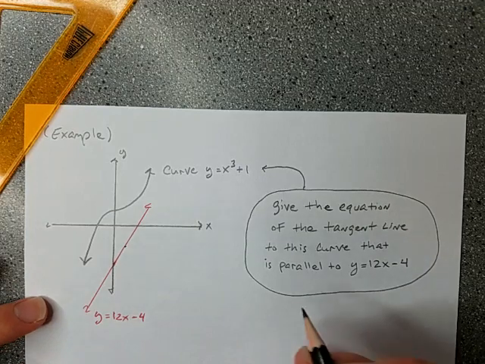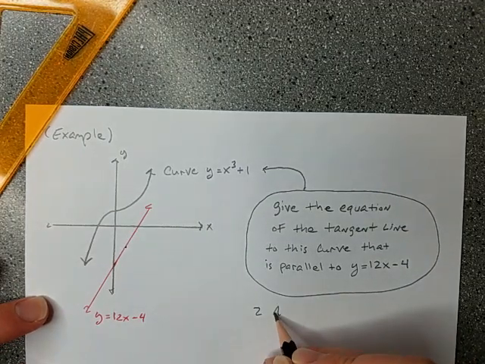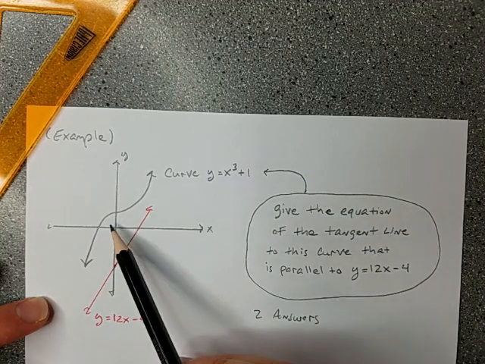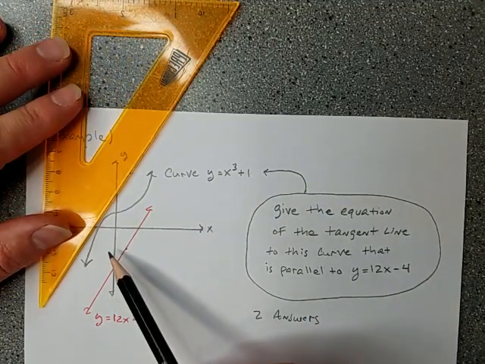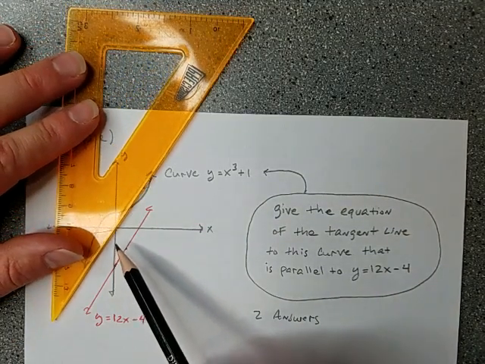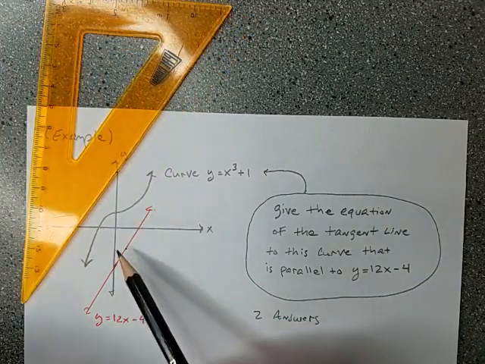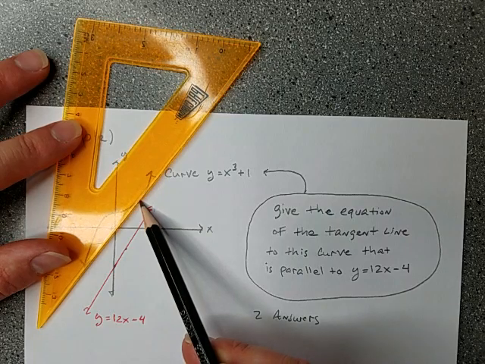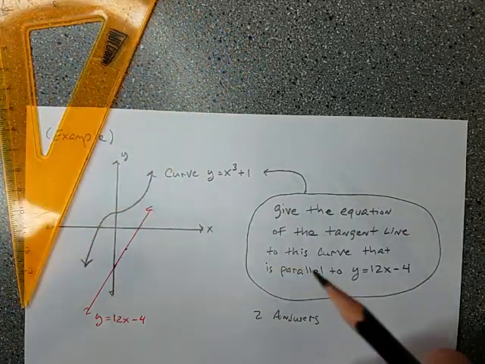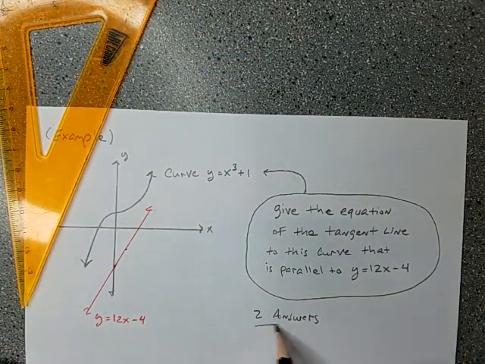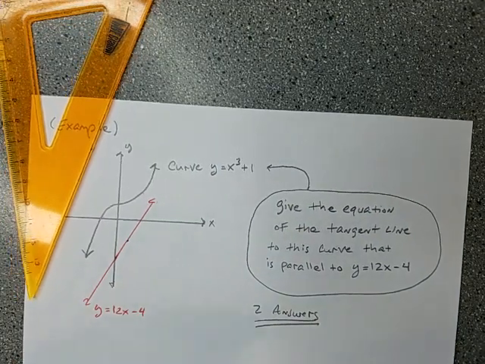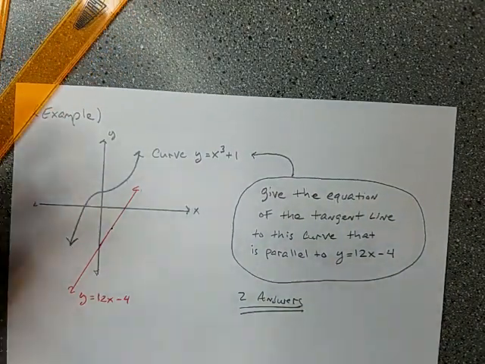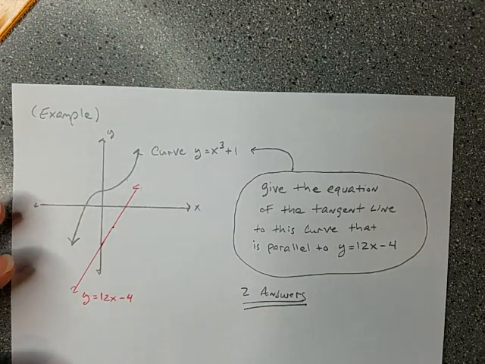And I'd say, well, I think there's going to be two answers to this one. It certainly appears like there could be two places on this curve where the tangent line would be parallel to that one. Maybe one roughly about there, and then another one over here, okay? Two spots. So I'm expecting two answers. If I don't get two answers, I really think that something is wrong, because I can tell by looking that there's going to be two answers.